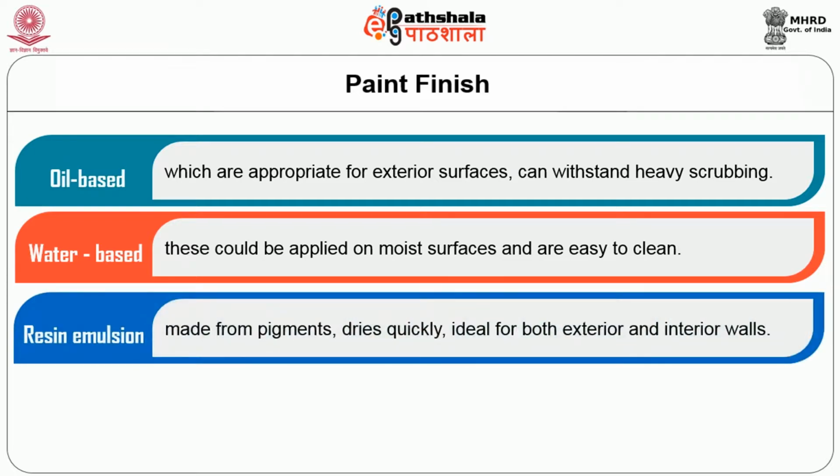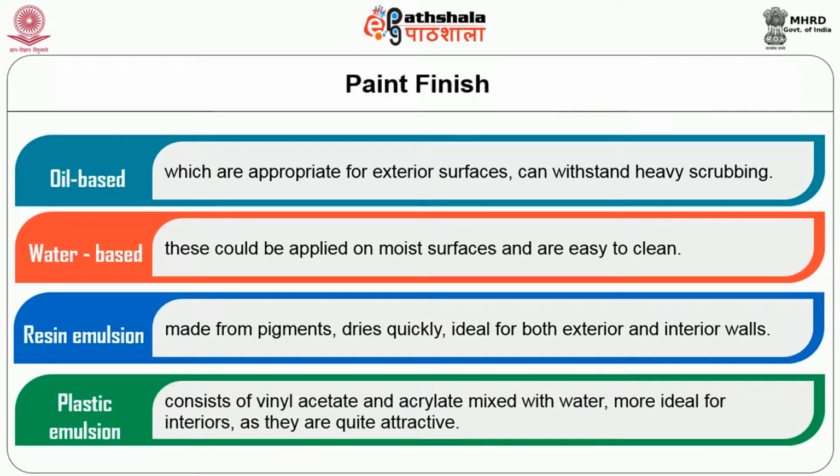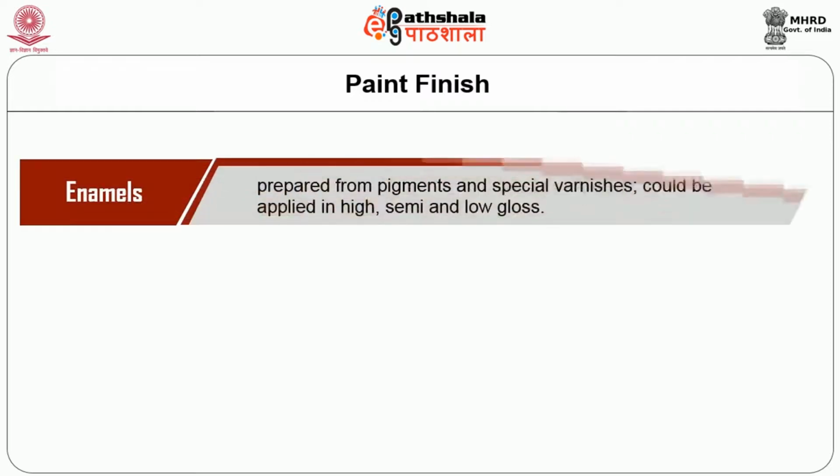Resin emulsion, made from pigments, dries quickly, ideal for both exterior and interior walls. Plastic emulsion, which consists of vinyl acetate and acrylate mixed with water. They are more ideal for interiors as they are quite attractive. Enamels, prepared from pigments and special varnishes, could be applied as high, semi or low gloss.